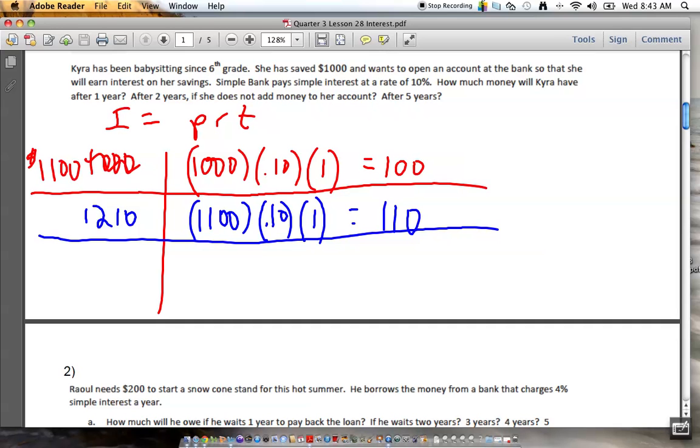Now, after 5 years. Oh, it says after 2 years she doesn't add any money to the account one way or another. So that means she's going to start with 1210. What's the interest rate again? 0.1, 10%, which is 0.10. And now she's going to leave it in there from the 2nd to the 5th year. How many years is that? 3. So do 1210 times 0.1 times 3. 363, and then I take that 363 and I add it to the 1210, and I come up with 1573, and that's how much money she would have in the account.